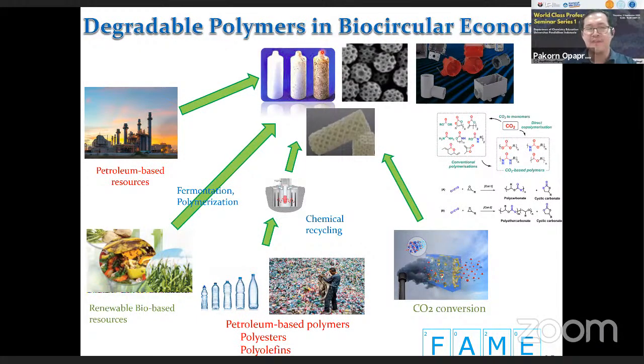Commonly, this type of degradable polymer can come from many sources. Some of them come from petroleum-based or fossil-based sources. Some come from renewable resources, like bio-based. And so we synthesize or develop many types of polymers from these resources, but at the end they should be degradable. But another one that fits well with the topic for today is chemical recycling.